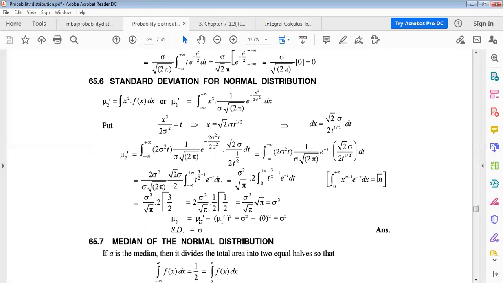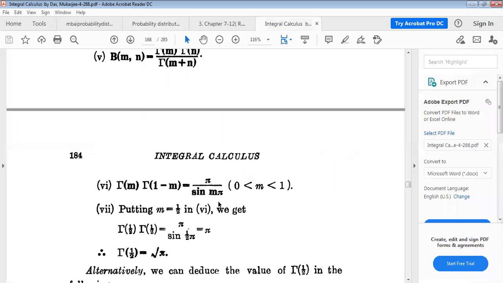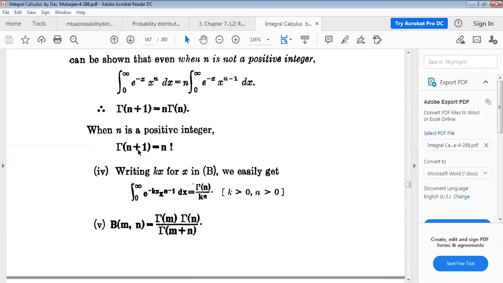Okay, this is actually gamma 3 by 2. Gamma 3 by 2 can be written as half into gamma half. How? There is a formula for this, because gamma n plus 1 can be written as n into gamma n. If n equals half, then half into gamma half. That means gamma 3 by 2 equals half into gamma half, because 3 by 2 can be written as half plus 1. So this is the formula used here.